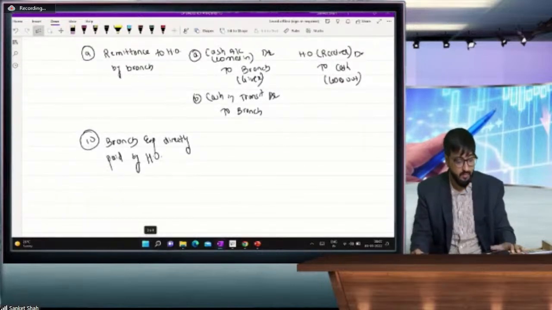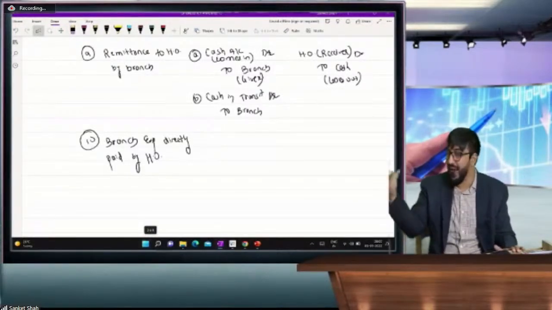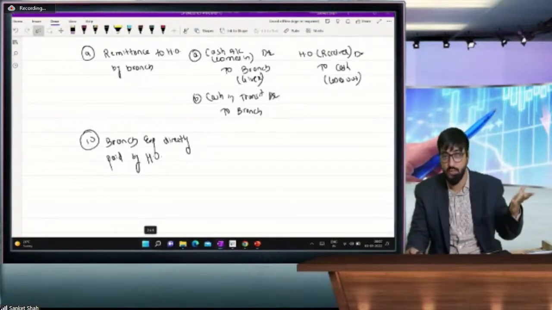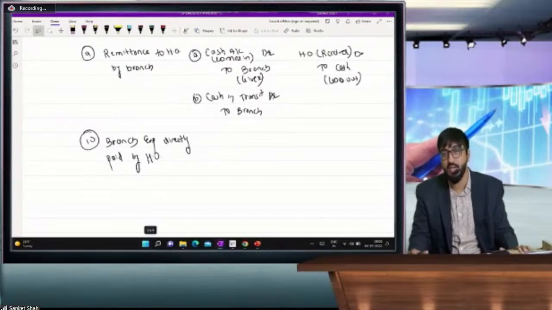Remittance to HO, beta, it's very simple. Ayush ji, remittance to HO. So cash is remitted by branch to HO. So HO ko comes in and branch ko goes. So cash account debit to branch and HO account debit to cash. Sometimes this cash which is remitted might be in transit. Because there is no ATM or debit card, credit card facilities previously, this cash is remitted, but it is not received by head office. So this cash is in transit to branch account. So either cash account debit or cash in transit account debit.